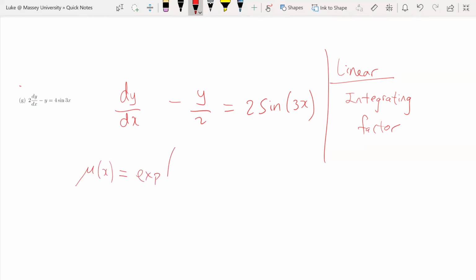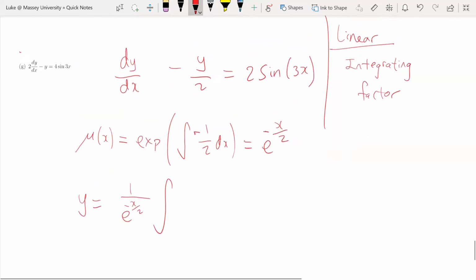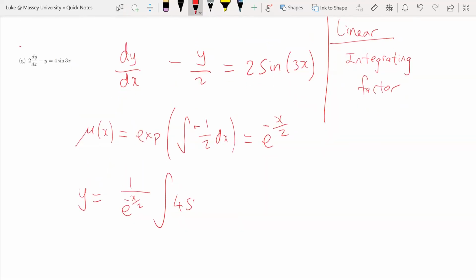So we're going to look at the exponential of the integral of p of x, which is actually just going to be minus a half, right? In our case. So our integrating factor is actually e to the negative x over 2. Okay, and so what makes this problem slightly different is when I write out the solution, I get 1 over e to the minus x over 2 times the integral of, well, what was the right hand side? 4 sine of 3x times this integrating factor, plus some integration constant c naught.